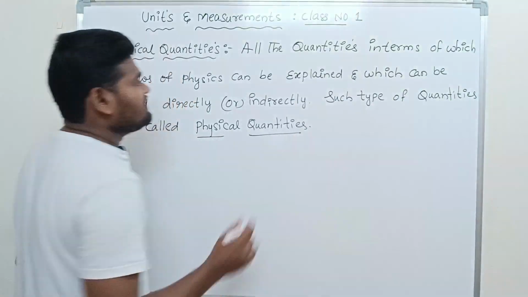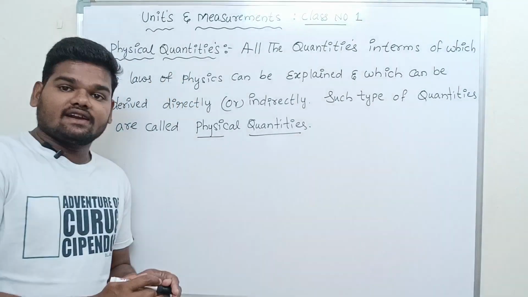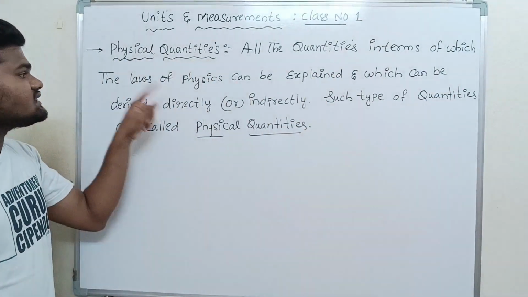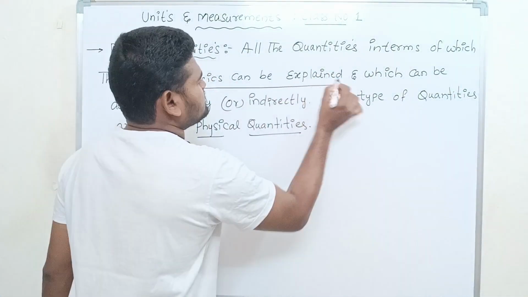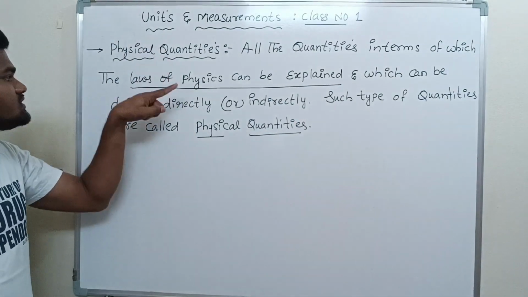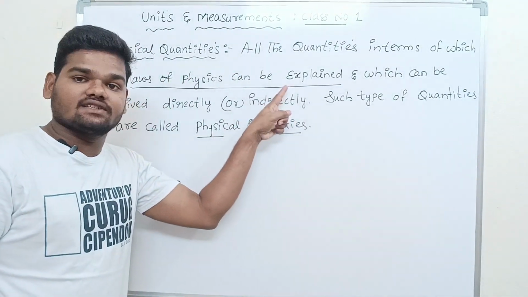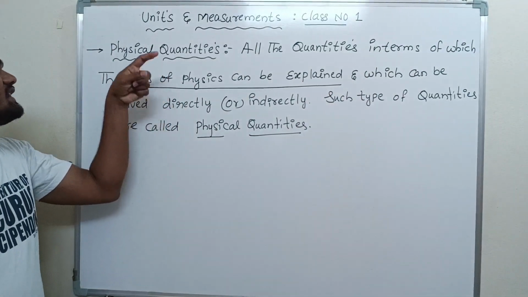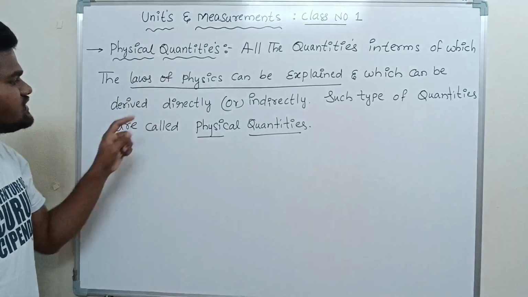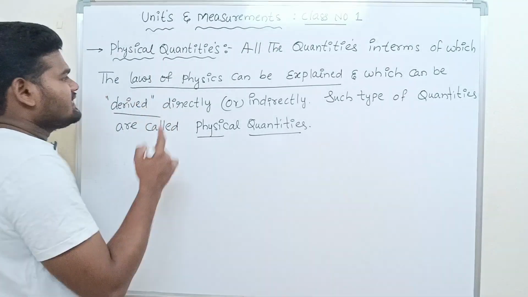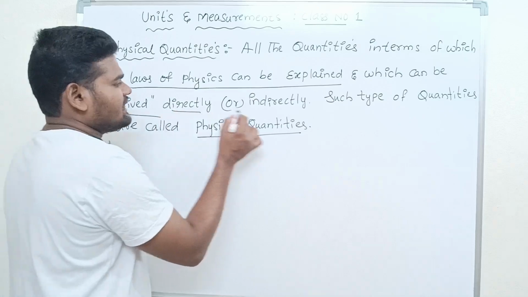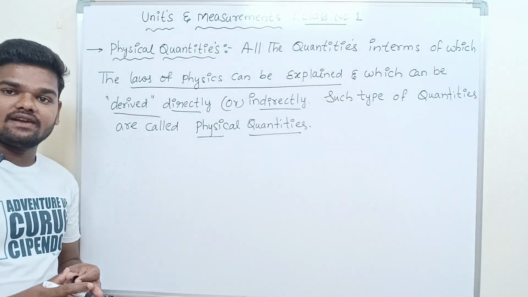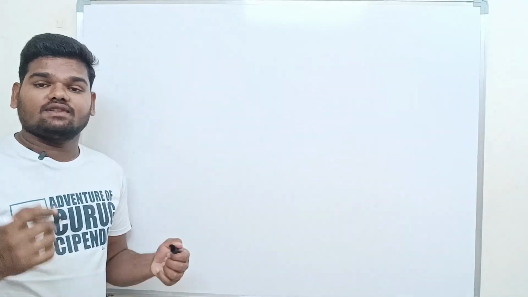So what is the definition of physical quantities? Physical quantities means all the quantities in terms of which the laws of physics can be explained. Physical quantities can be used to explain the laws of physics, and the laws can also be derived from them, directly or indirectly. Such type of quantities are called physical quantities. Is it clear?